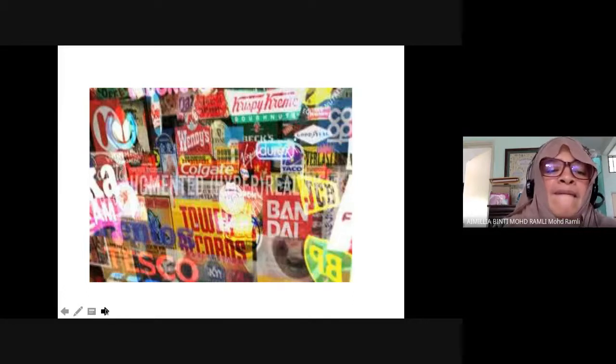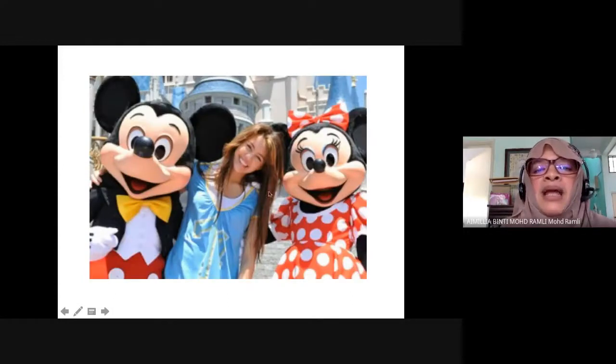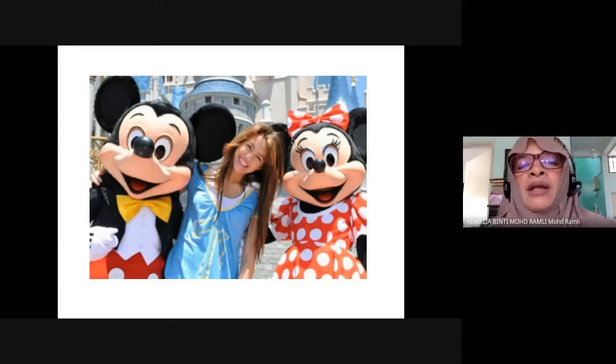There is no real signified that represents the product itself. For example, this is Mickey Mouse and Minnie Mouse. They live in Disneyland. Disneyland is meant to be a kind of fairy tale site, where you can see all the characters live in, right? Where all the characters live in, and this is not really true.